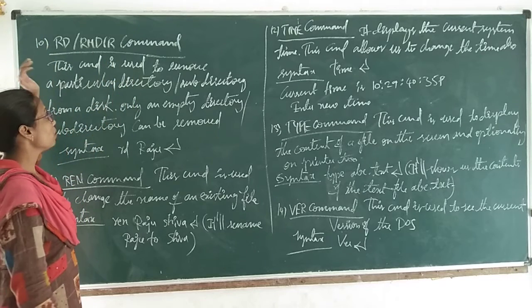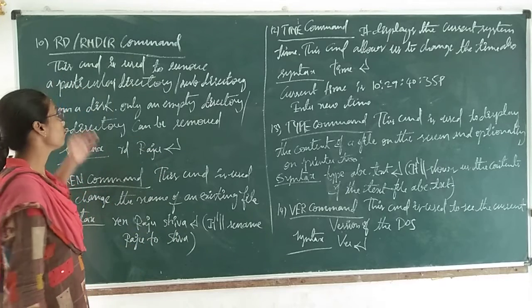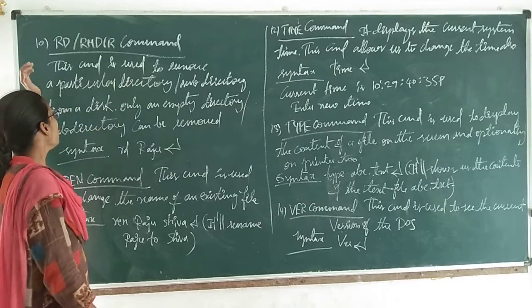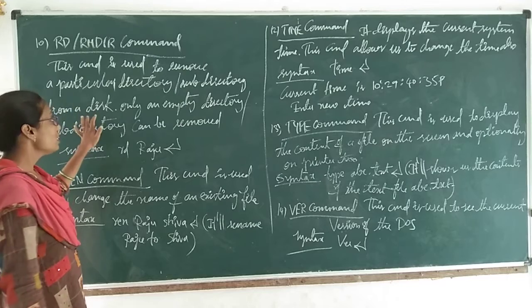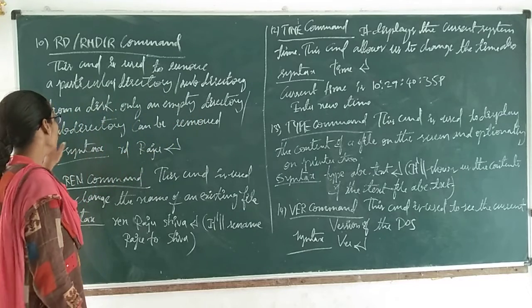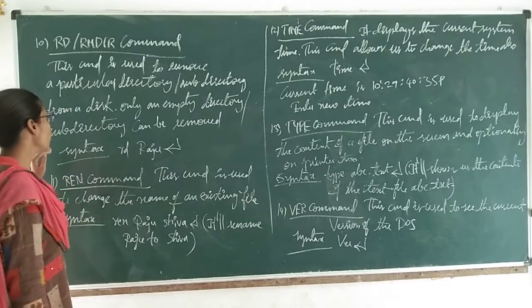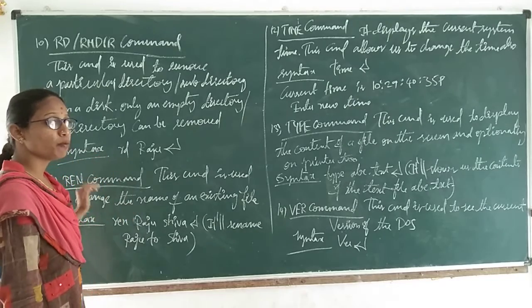With the help of this RD command, we remove a particular directory or subdirectory. This command is used to remove a particular directory or subdirectory from a disk. Only an empty directory or subdirectory can be removed. And here we are following this syntax to remove a particular directory or subdirectory with the help of the RD command.